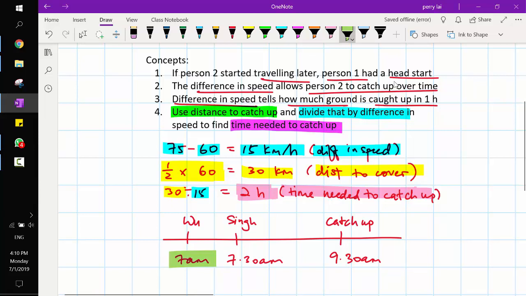Started at 7 a.m. Half an hour later, he starts moving off. 2 hours later, he catches up. And that'll be the answer.